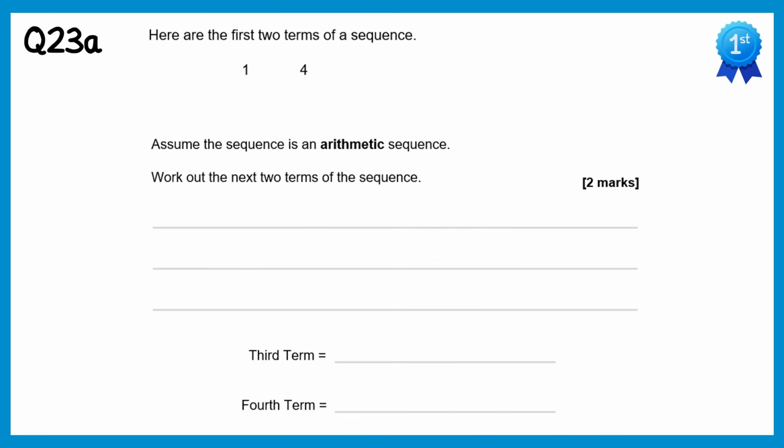For the first part of this question, we have a sequence, and we're told it's an arithmetic sequence. This means that to get from one term to the next, you must just add or take away the same number each time. So for this sequence, you can see to get from 1 to 4 is just add 3.